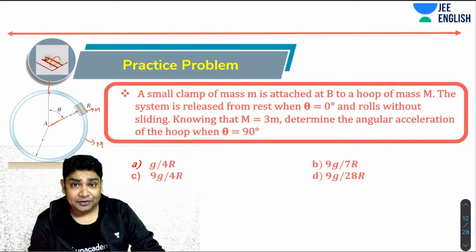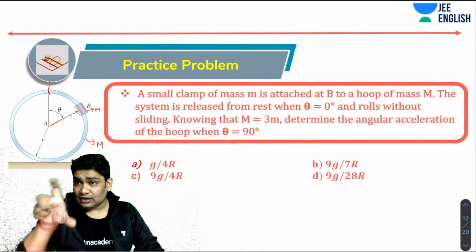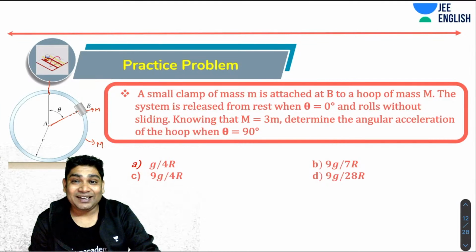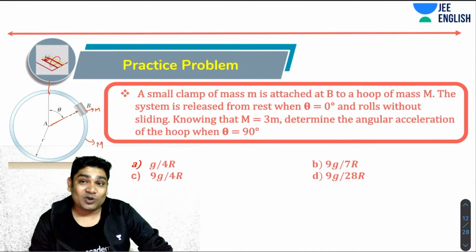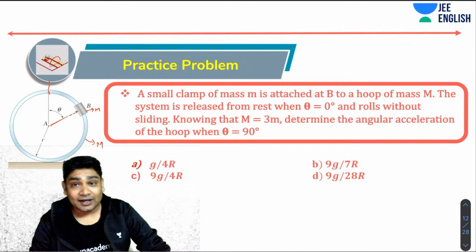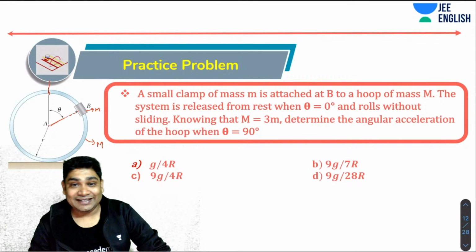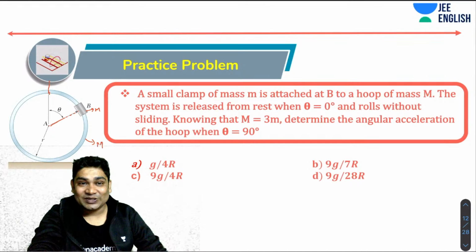And you've been told when it is released, it just starts to roll without slipping, knowing that capital M is equal to 3m. Determine the angular acceleration of the hoop when theta is 90 degrees. Okay, so try and do this.